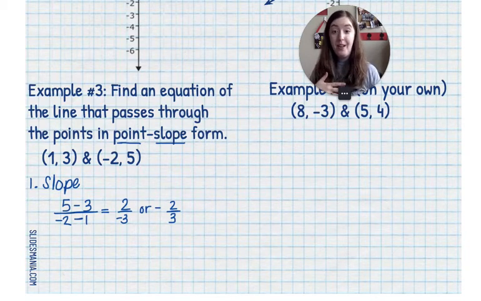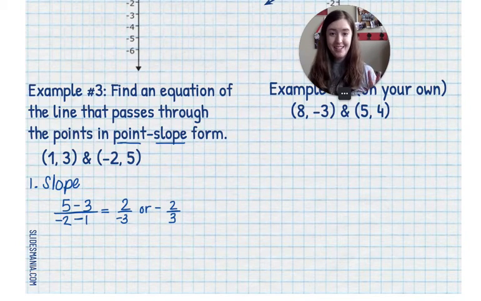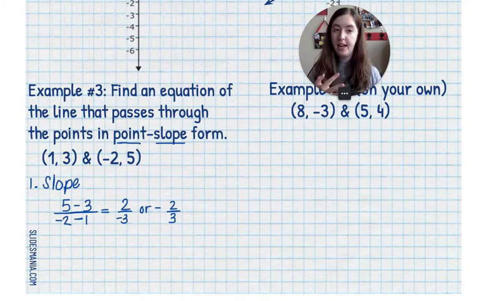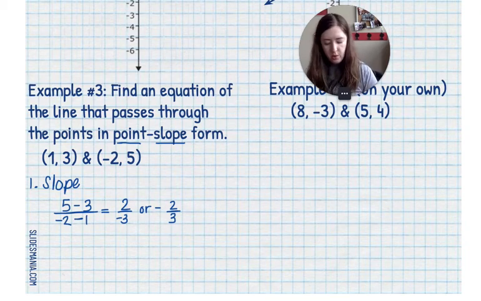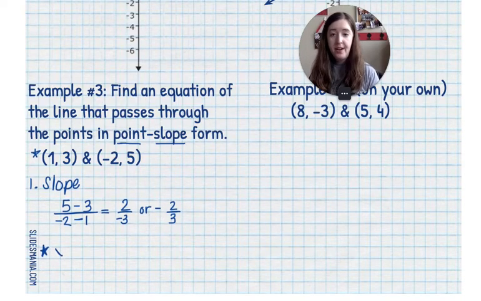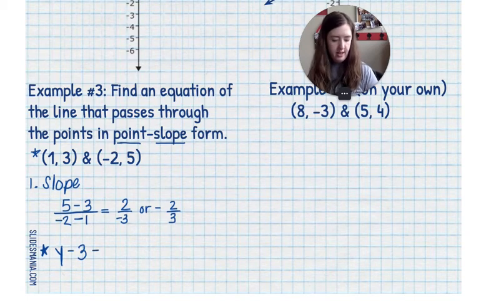So now I have a slope and I have 2 different points. So actually right now I can write 2 different lines. One with (1, 3) inside and one with (-2, 5) inside. So if I wanted to write the one with (1, 3), I would have y minus, my y is 3, equals, my slope is negative 2/3, x minus, my x is 1.